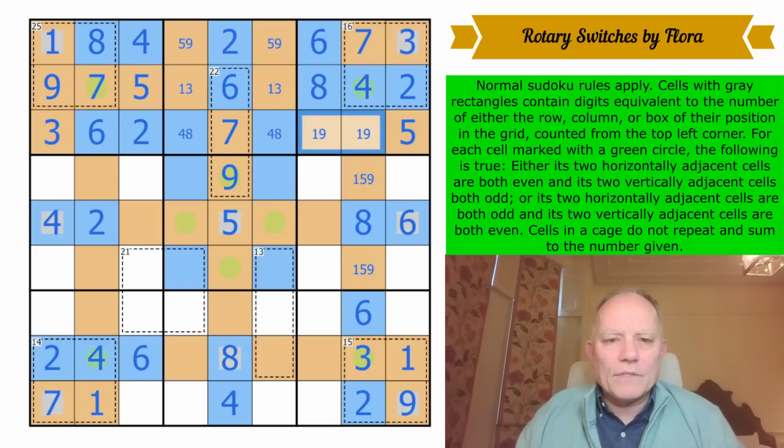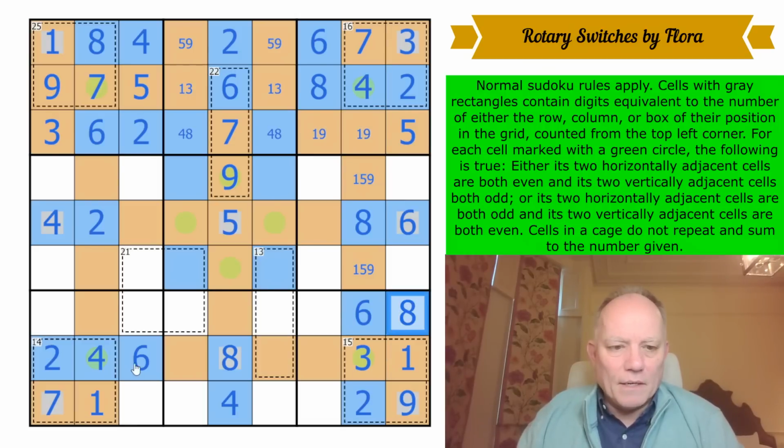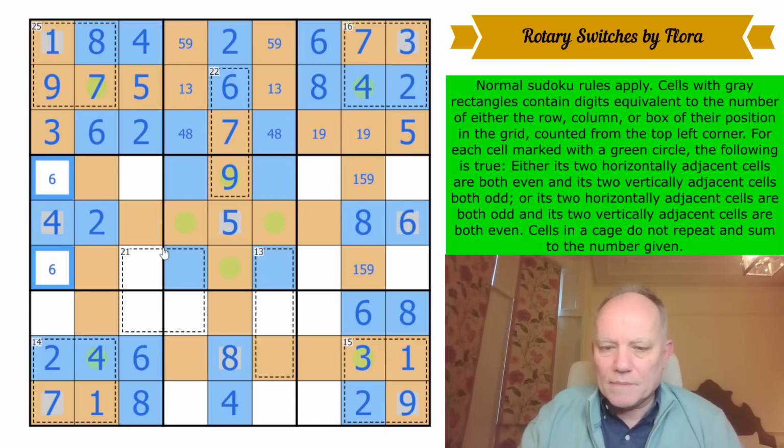I was going to carry on doing evens, and I sort of ran out of steam. That's where 8 goes in box 9. That's where 8 goes in box 7. And then I don't know in box 4. What about 6? Oh, that's also in one of those cells in box 4.